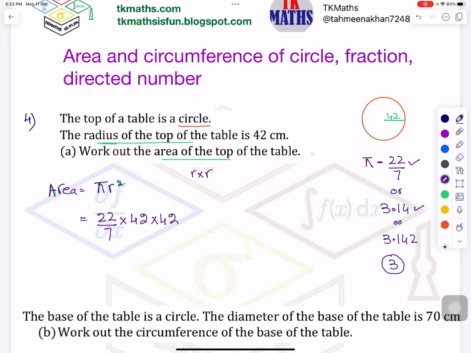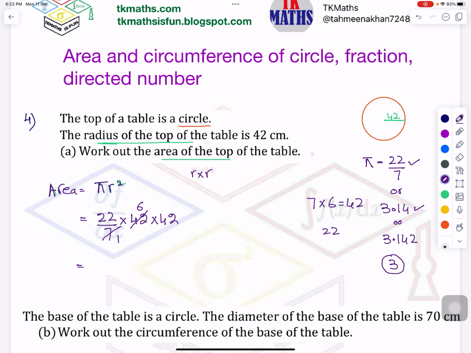And you know why I'm doing this? Because there is 7 in the denominator. And I know in the table of 7, 42 comes because my tables are good. So 7 times what is 42? 7 6s are 42, right? So I can cancel it. 7 times 6 is 42. Okay. Now what will I do? I will multiply 22 by 6.